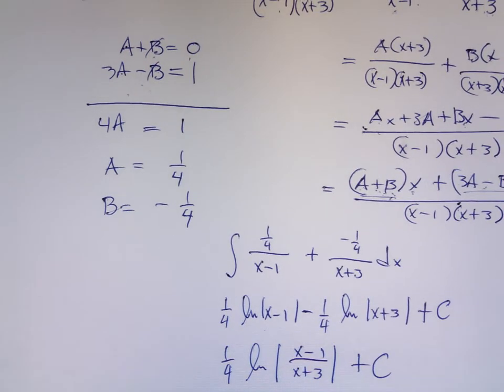Now, yes? My answer, I got ln of x minus 1 over 4 minus ln of x plus 3 over 4 plus c. Yeah, if you put the ln all over 4 and this ln all over 4, yeah. Okay, that's one way to do the problem.